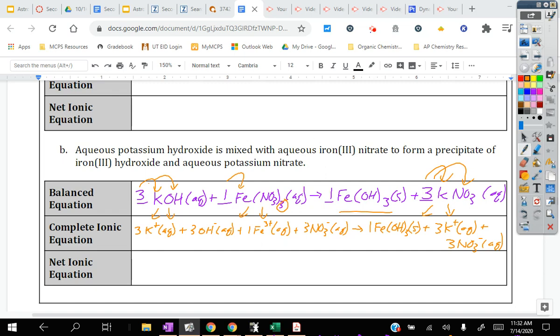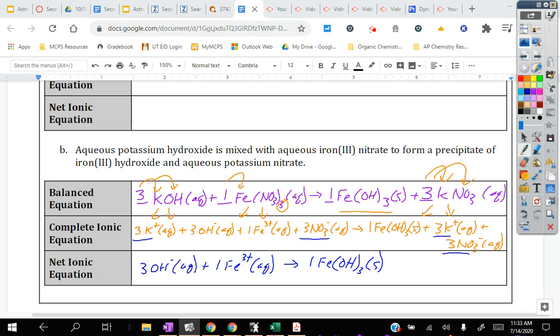Now let's look for the things that are common on each side. I see 3 moles of K+ on each side, and I see 3 moles of nitrate on each side. So those are going to be left out of my net ionic equation. So my net ionic equation ends up being 3 moles of OH- that are aqueous and 1 mole of Fe3+ that is aqueous reacts to form 1 mole of Fe(OH)3, and that is a solid.